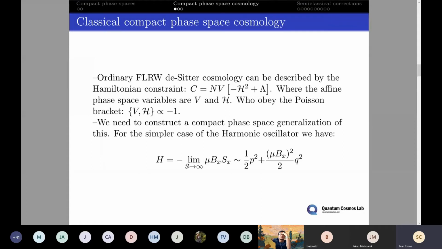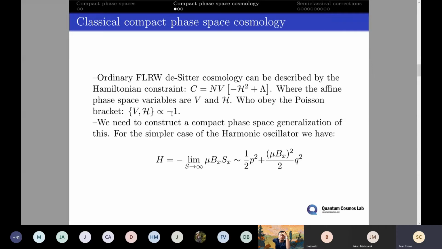So let's talk about how one can do ordinary mini superspace cosmology with this sort of thing. So maybe we can start with just this simple constraint, this Hamiltonian constraint here, just described by the volume and the Hubble parameter. So this is just ordinary de Sitter cosmology. So we have a cosmological constant here. And the volume and the Hubble parameter are affine phase space variables, and they have an almost canonical Poisson bracket up to this factor of -1. And we're asking what the compact phase space generalization of this is.